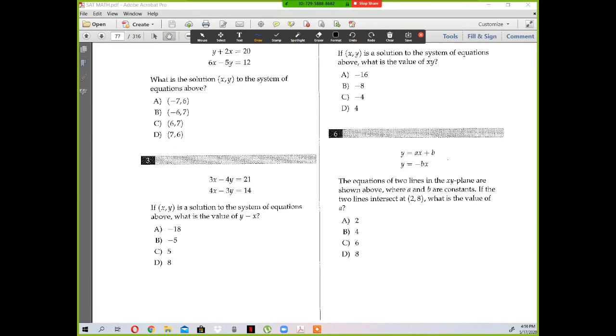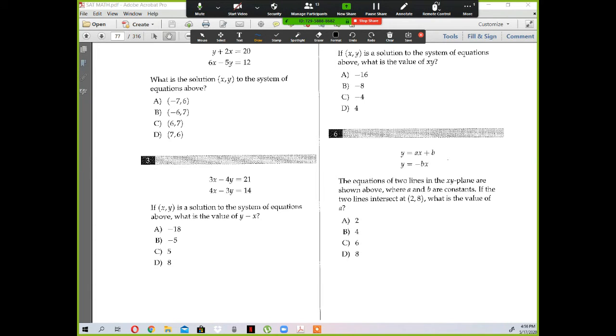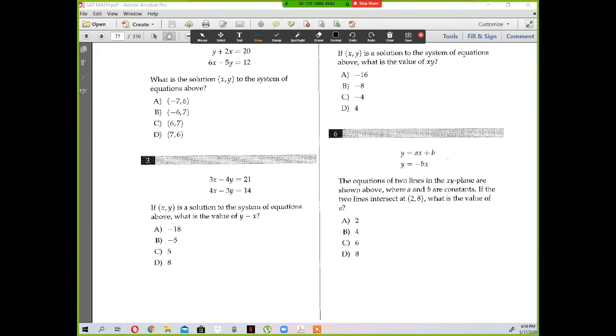So, question number 6. We transform this into our original form, and then we will solve it. Let's read the equation. The equations of two lines in the xy plane are shown above, where a and b are constants. These are not variables; these are constants. We have to find them. If the two lines intersect at this point, what is the value of a? So we know the intersection point. We place it here, then we'll find a and b. Because we don't have a here, we have only minus b, place minus 2 and 8 in this equation in order to get b.